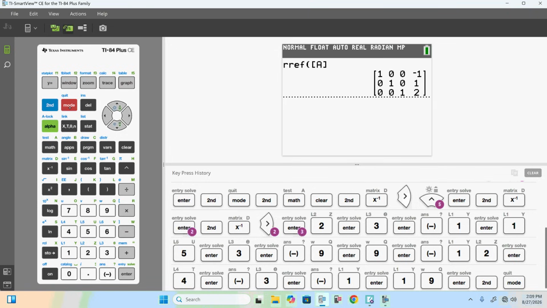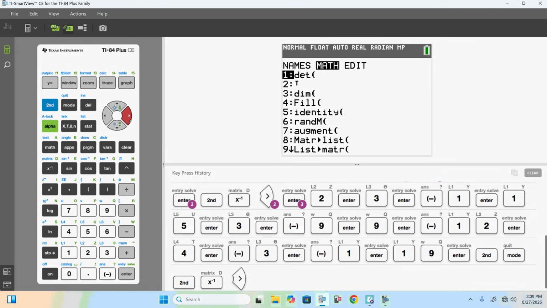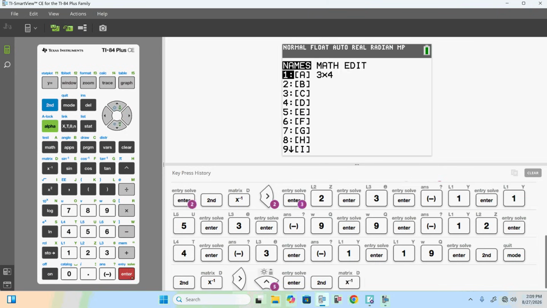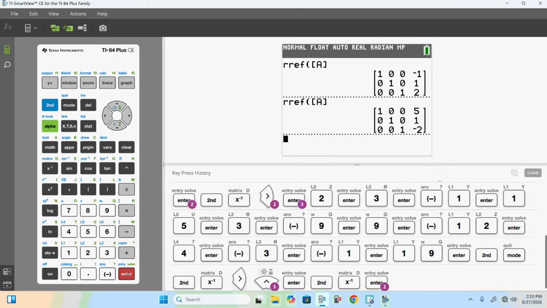Once we get it typed in, second quit, second matrix. We go over to math and find our REF. Second matrix, A. So second matrix, go over to edit. Let's see what the matrix is. Let's see. Really wrong. I got big decimals.